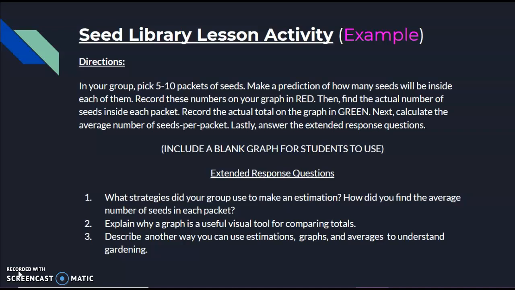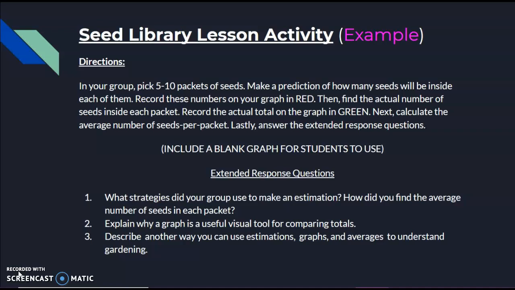So those directions I would go over, I would test their understanding, and then I would release them to do the activity in their groups. I would include a blank graph for students to record their data, and their extended response questions would be: 1, what strategies did your group use to make an estimation? How did you find the average number of seeds in each packet?